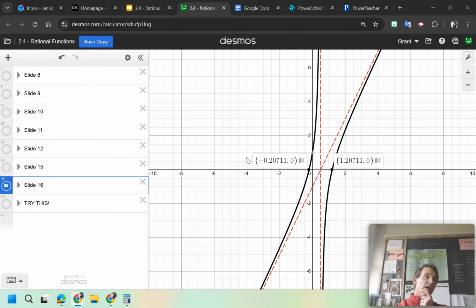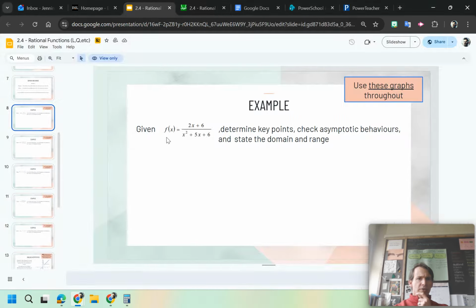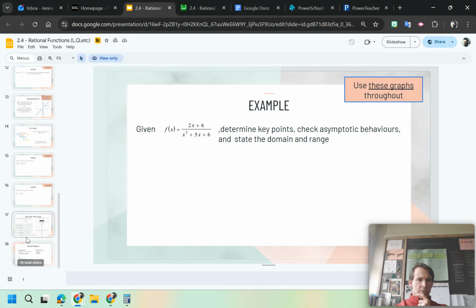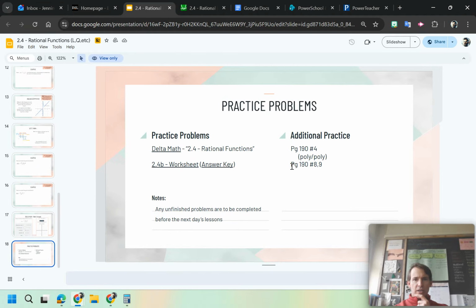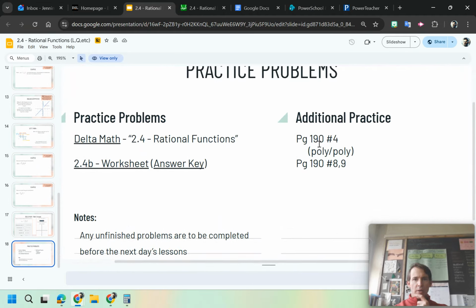Are there textbook questions on that? There are also textbook questions. Did I put them on the handout? Here is where you will find them. Here, I'll show you the textbook problems. There's all your practice. Here, polynomial over polynomial. Page 190, number 4, number 8, number 9. Additional practice. These ones are the better practice. Do these.